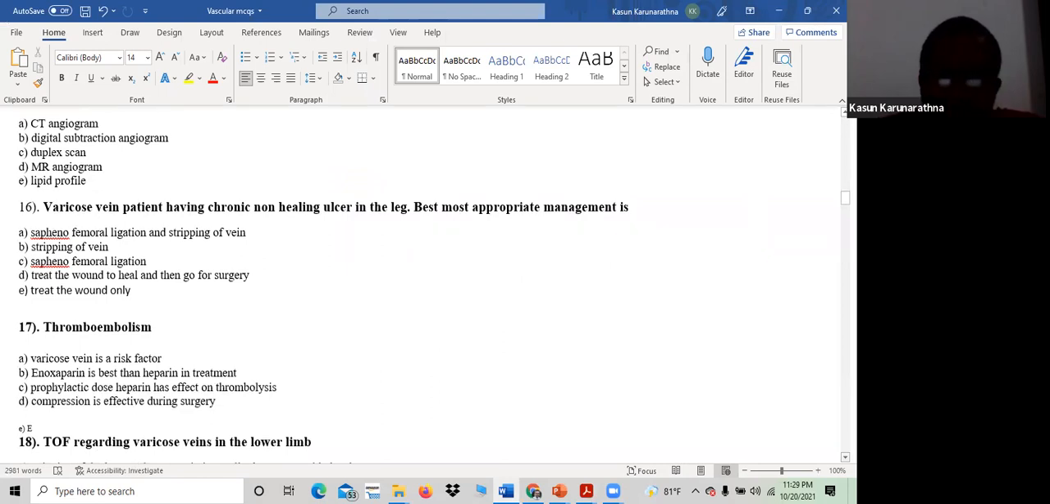Question number 16. A varicose vein patient having a chronic non-healing ulcer in the leg. The best appropriate management is? What is the answer for this? Devan, this is a chronic venous ulcer, but they haven't mentioned the varicose vein severity. That means where is the incompetence, whether it is saphenofemoral, long saphenous territory, or short saphenous territory. Is the reflux involving the saphenofemoral junction, the saphenopopliteal junction, or is there an isolated perforator incompetence? Depending on these findings, the management will differ, right?